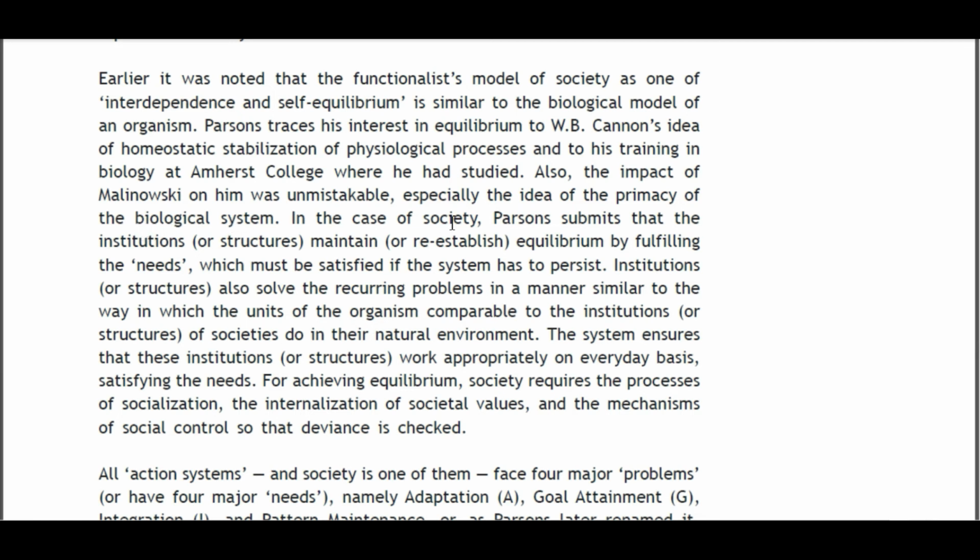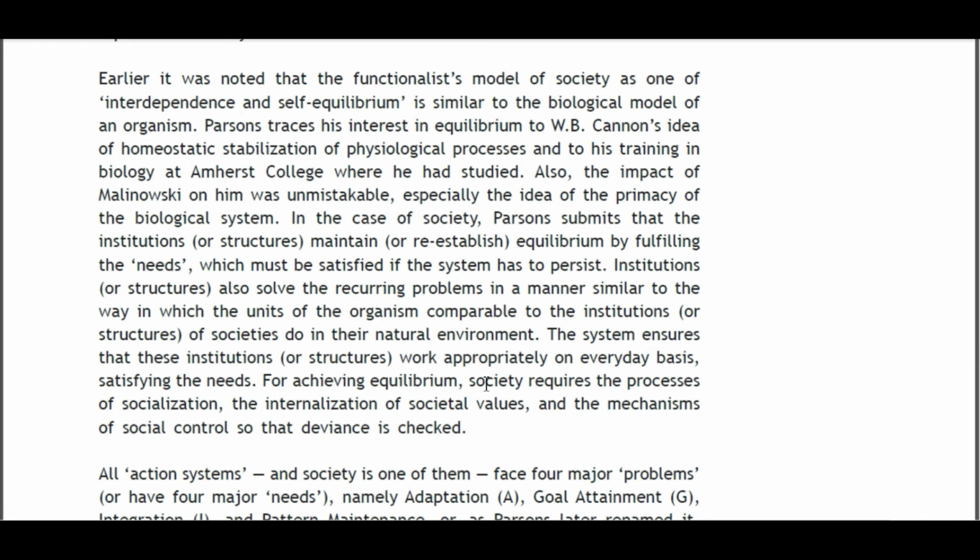the idea of the primacy of the biological system. In the case of society, Parsons submits that the institutions maintain equilibrium by fulfilling the needs which must be satisfied if the system has to persist. Institutions also solve the recurring problems in a manner similar to the way in which the units of the organisms compare to the institutions or structures of societies do in their natural environment. The system ensures that these institutions or structures work appropriately on an everyday basis, satisfying the needs.